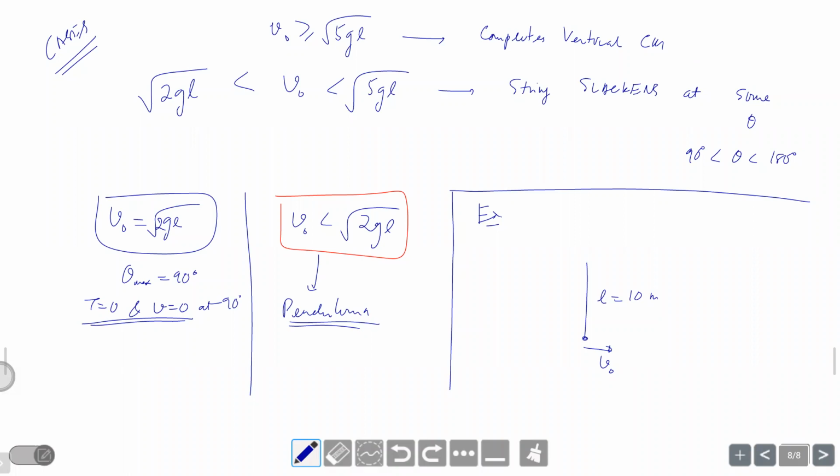So now let's look at a numerical value. So our V naught given at the bottom has a magnitude this time of, let's say, 20 meters.